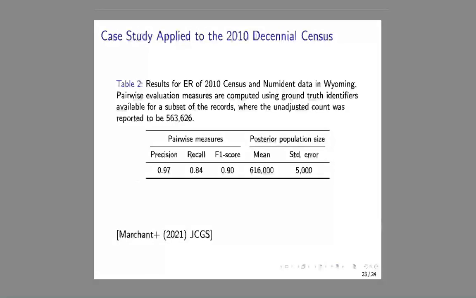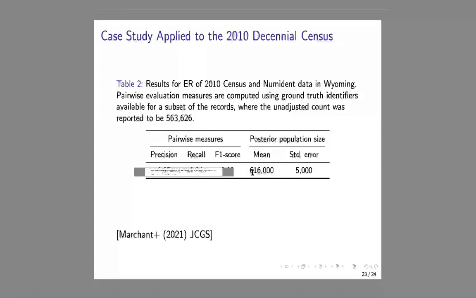This again is the case study that I ran during my sabbatical on the 2010 decennial census. This has been released under a DRB by the United States Census Bureau. To my understanding, this is the first pairwise precision, recall, and F1 score in the first Bayesian method, joint blocking Bayesian method that's been applied to this particular data.